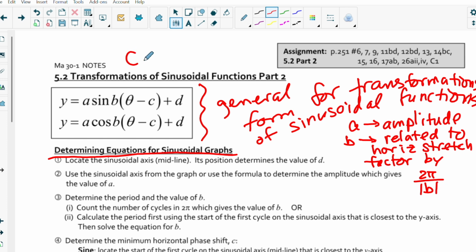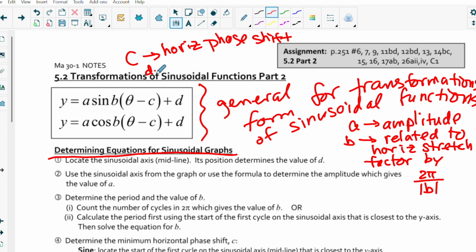C is your horizontal phase shift. Okay, that's the term we use for sinusoidal functions. It's the C value. For all the other functions that we've done, when we do transformations, that's our horizontal translation, either left or right. So we call it a phase shift for sinusoidal functions.